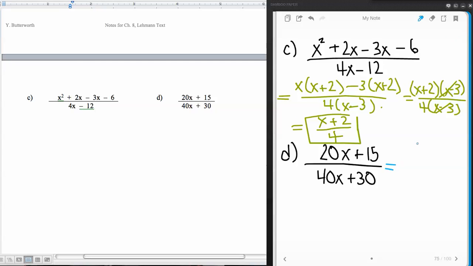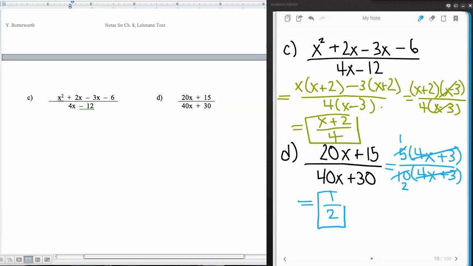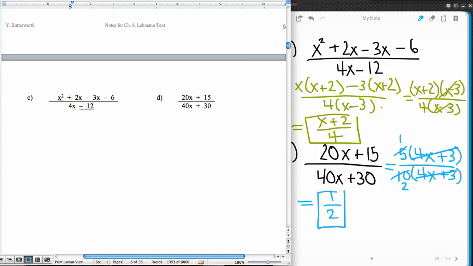Our last one here, we have 20x plus 15. So we have in common here and here of 5. So I'll take that out, which leaves me with a 4x plus 3. And then down in the denominator, I have a 10 in common. So I'm going to take the 10 out, and that's going to leave me with 4x plus 3. Now I can cancel because I have a multiplication problem. So the 4x plus 3's will cancel, and I have a common factor here. 5 divided by 5 is 1, and 10 divided by 5 is 2. So my answer simplifies all the way down to 1/2. That doesn't happen very often, but every once in a while it does.